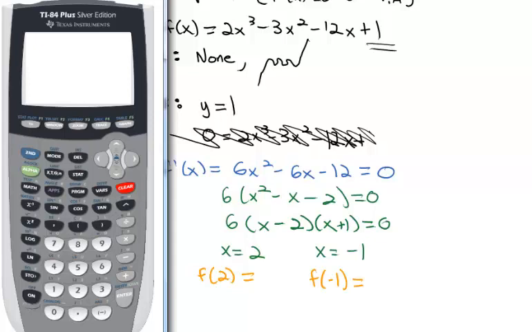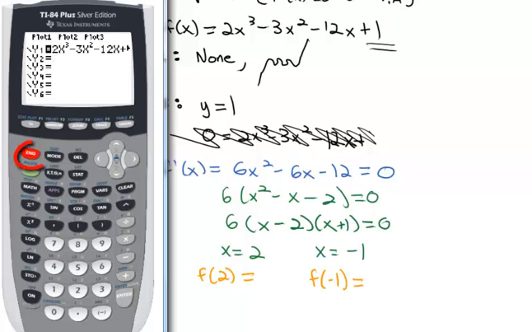And our calculators are nice because if we hit the y equals button, we can type in the original function, 2x cubed minus 3x squared minus 12x plus 1, enter. And then we're going to type in the values we want that to solve.